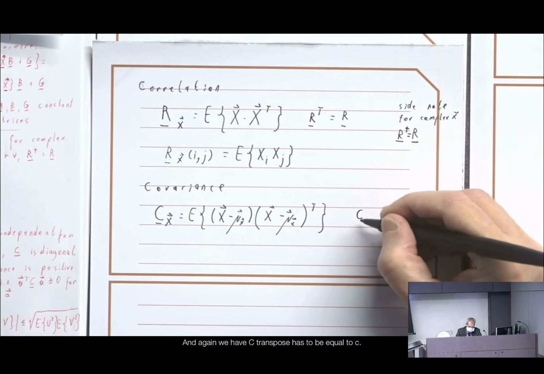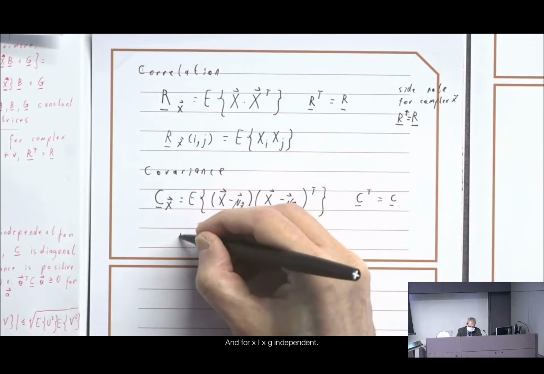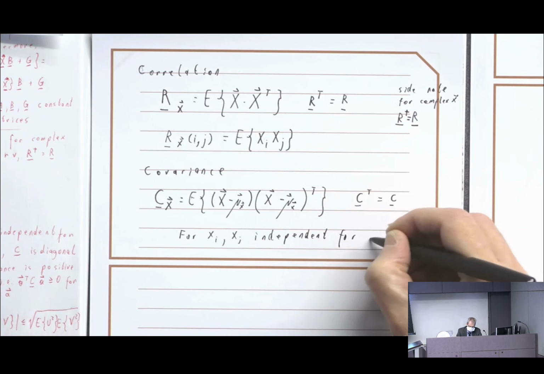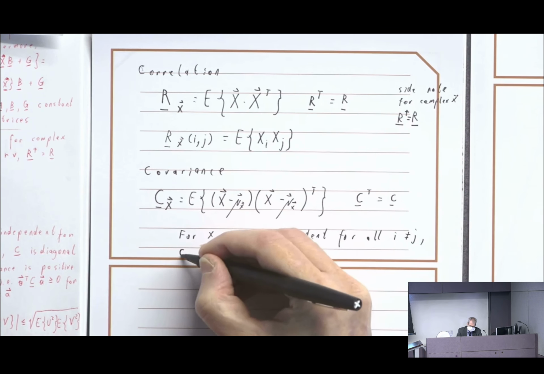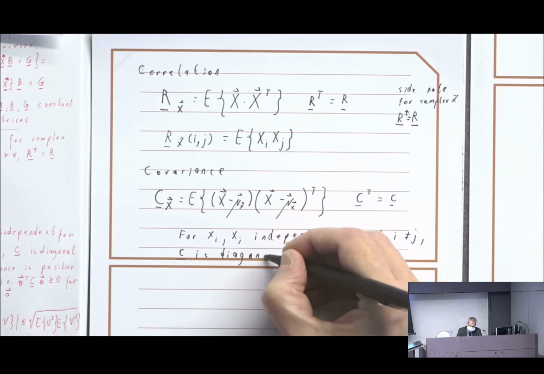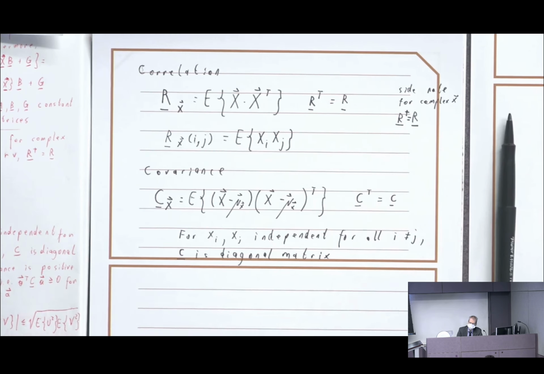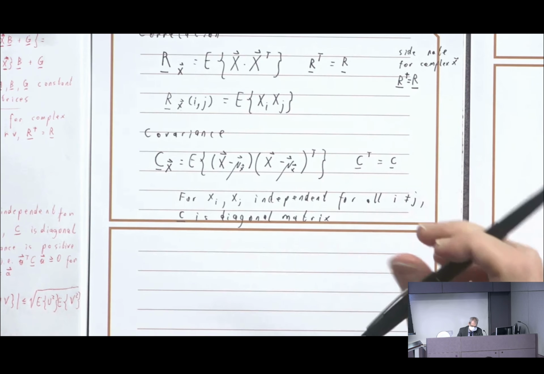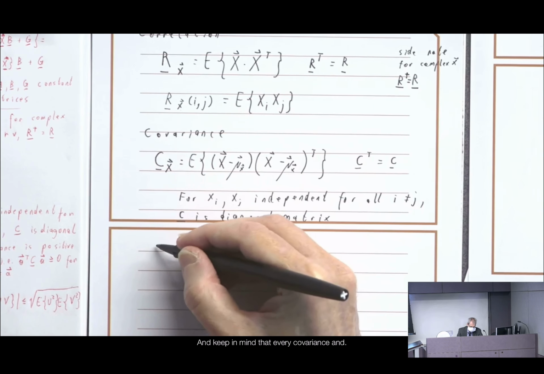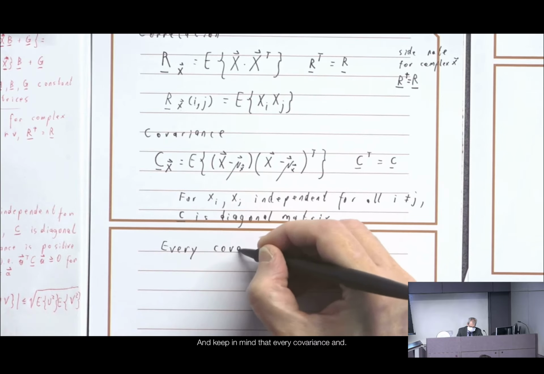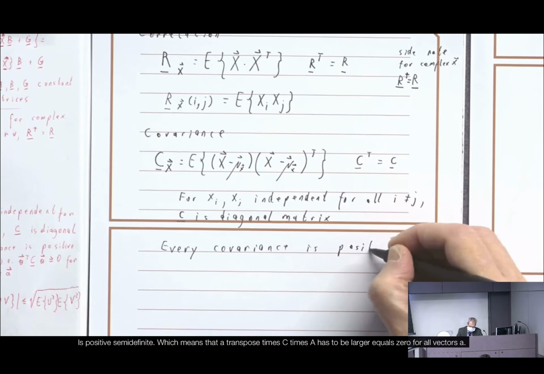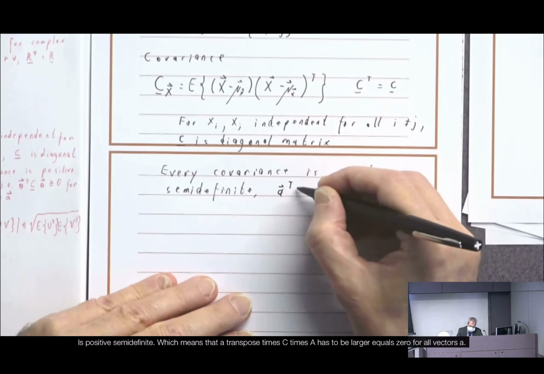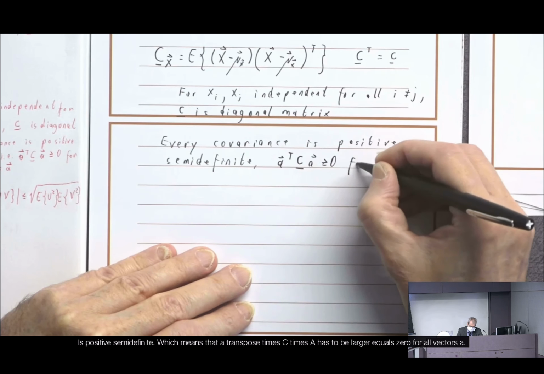And again, we have C transpose has to be equal to C. And for X_i, X_j independent for all i unequal j, then C is a diagonal matrix. And so the cross covariance of all elements with i unequal j, all off-diagonal elements, is just 0. And keep in mind that every covariance is positive semi-definite, which means that A transpose times C times A has to be larger or equal 0 for all vectors A.